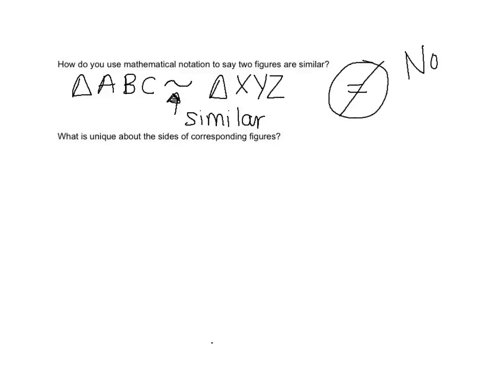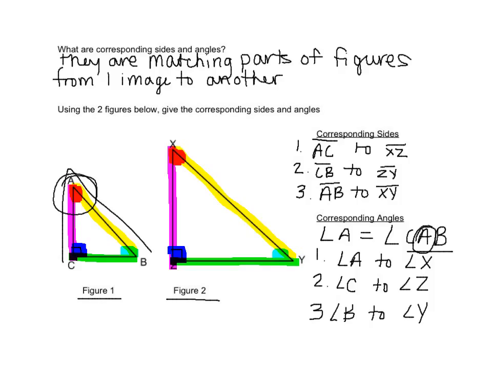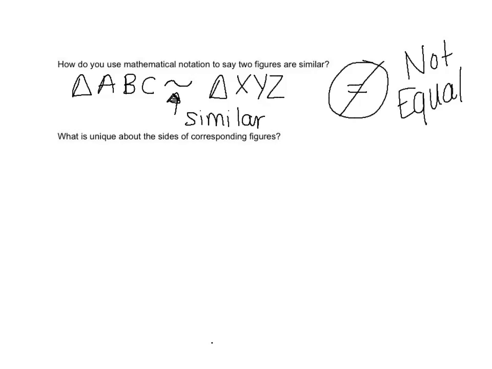You do not want to use the equal sign because they are not equal. If they were equal, they would have to be the same size. And clearly looking at figure 1 and 2, you can tell that they are not the same size. So be extremely careful with using the math notation. This last question, what is unique about the sides of corresponding figures? I just want you to X that out for right now. I want to save that question until we do a little bit more investigation.